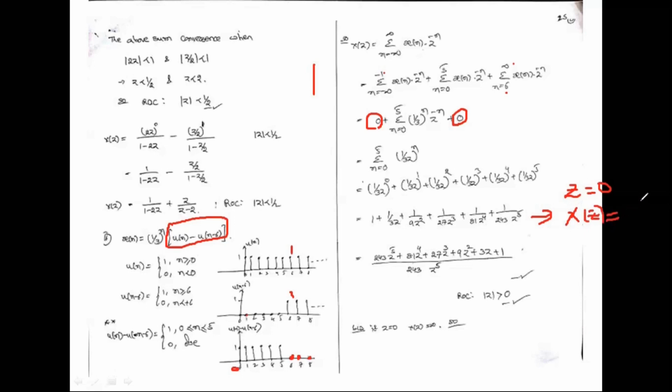X of z is equal to infinite. Got it, my dear students? So the ROC is greater than, since both are the functions, it is mu of n and mu of n minus 1. There is no confusion in the ROC.